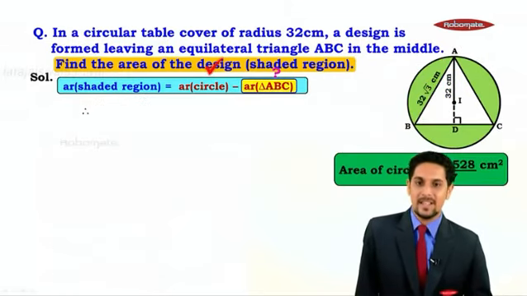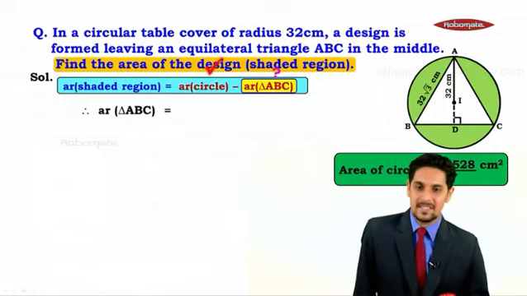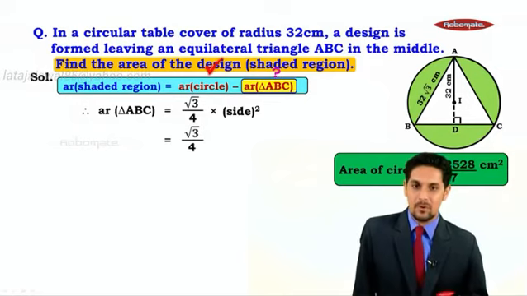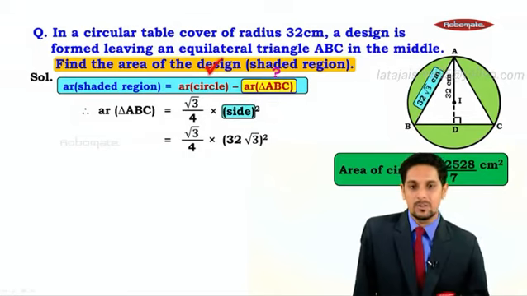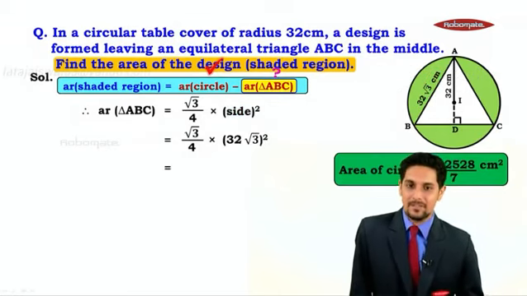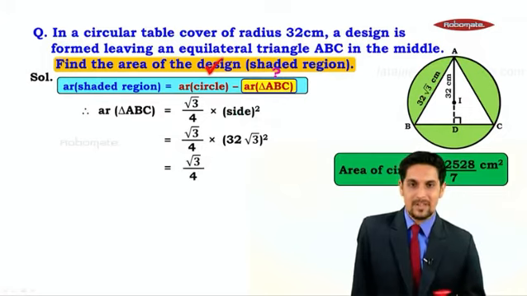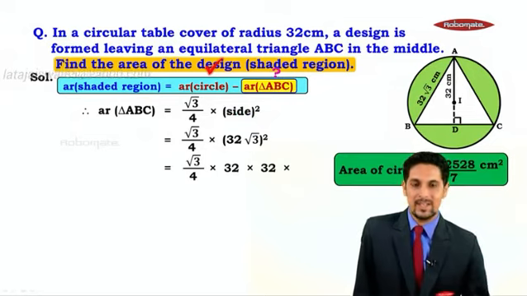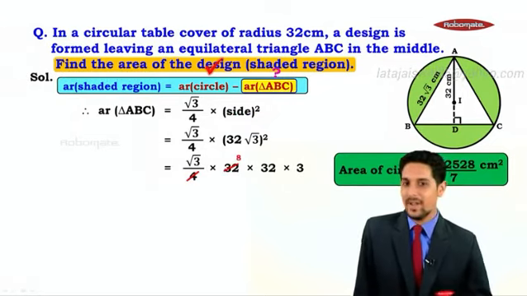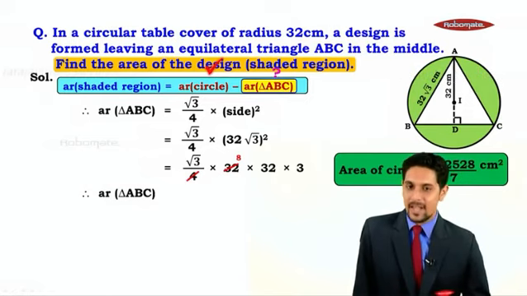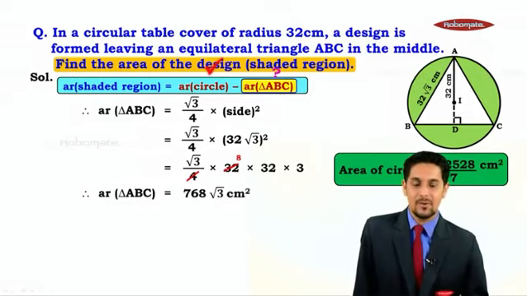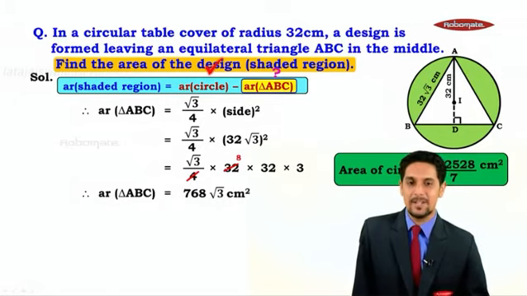Now let us find the area of an equilateral triangle ABC, which is equal to root 3 upon 4 into side square, which is root 3 upon 4 into the value of side that we just found to be 32 root 3 square. Further, we have root 3 upon 4 into 32 into 32 into root 3 square is 3. So we have 4 into 1 times is 4 and 4 into 8 times is 32. So the area of triangle ABC is equal to 768 root 3 centimeters square.